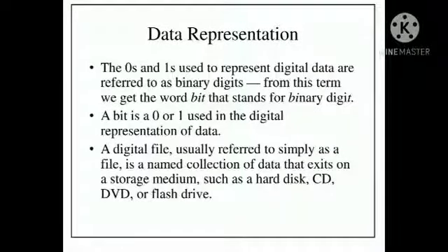The zeros and ones used to represent digital data are referred to as binary digits. From this term, we get the word bit, which stands for binary digit. A bit is a 0 or 1 used in the digital representation of data. A digital file, usually referred to simply as a file, is a named collection of data that exists on a storage medium such as a hard disk, CD, DVD, or a flash drive.